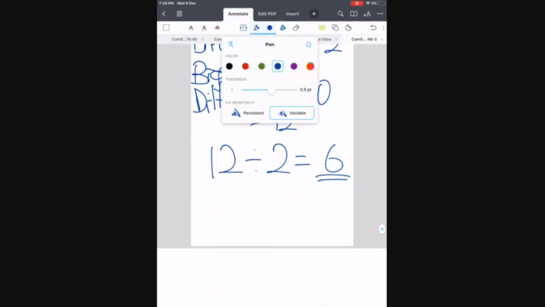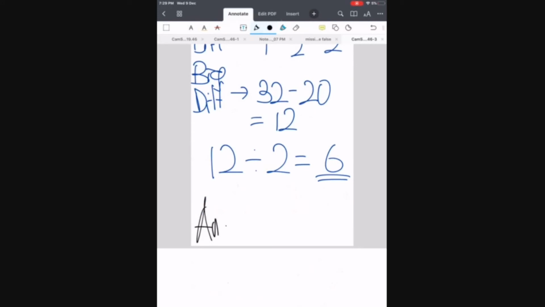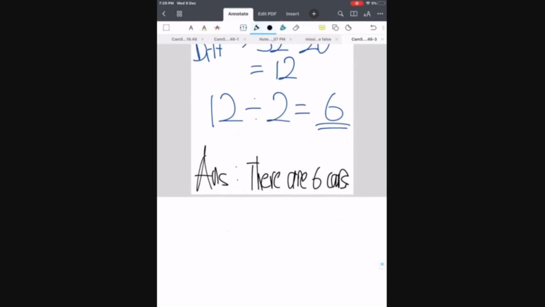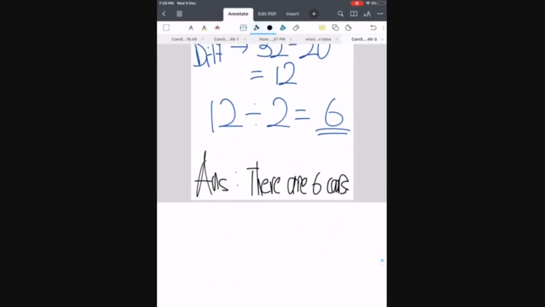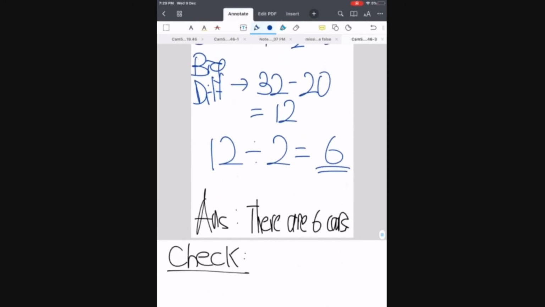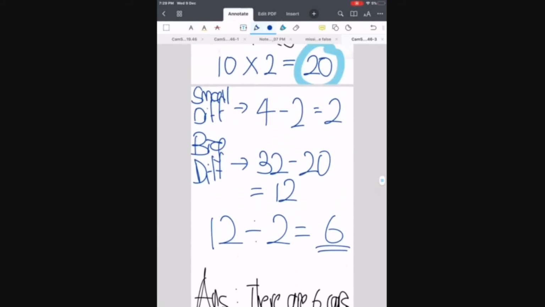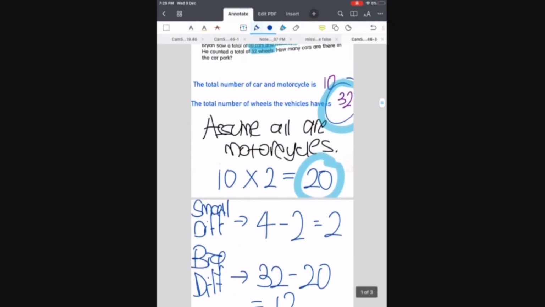Then the answer is there are 6 cars in the car park. Okay, so now we are going to check our answer whether it is correct or not. How we check it is, since they say there are 6 cars, we know that there are 4 motorcycles in the car park.